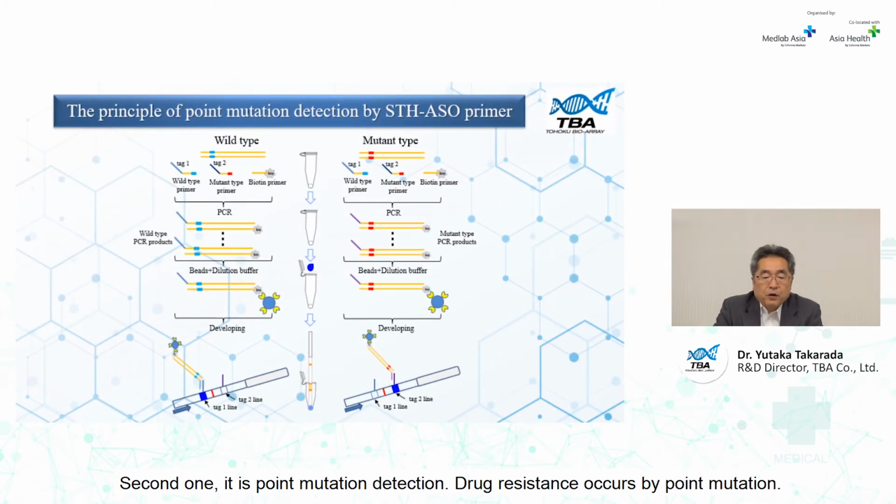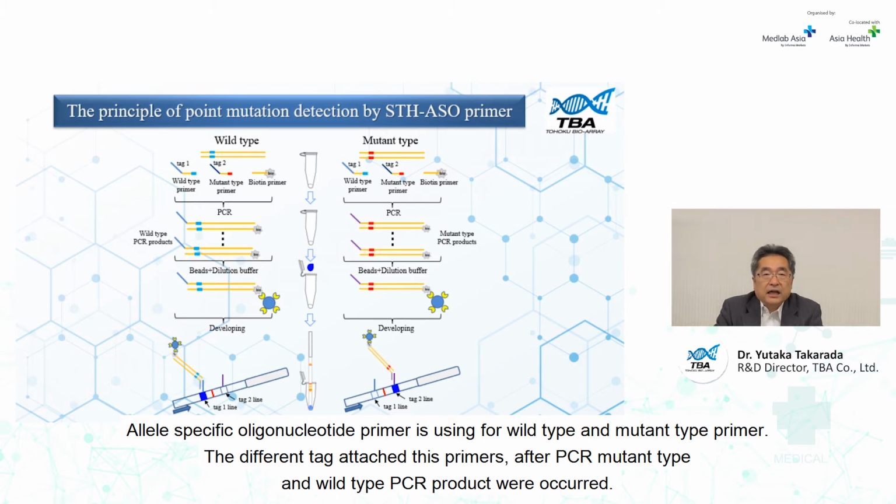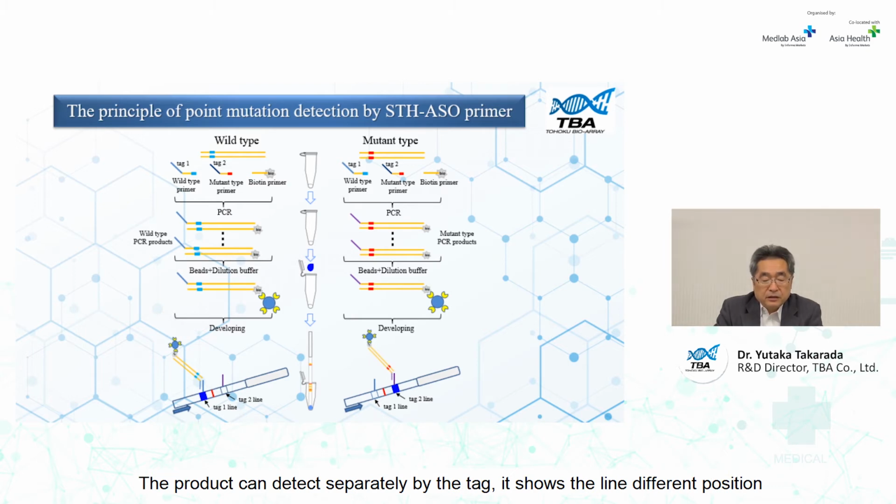Second one is point mutation detection. Drug resistance occurs by point mutation. A point mutation can be detected by allele-specific oligonucleotide primers, using wild type and mutant type primers. Different tags are attached to these primers, so after PCR, mutant type and wild type PCR products occur. The products can be detected separately by the tag, so the lines appear at different positions.